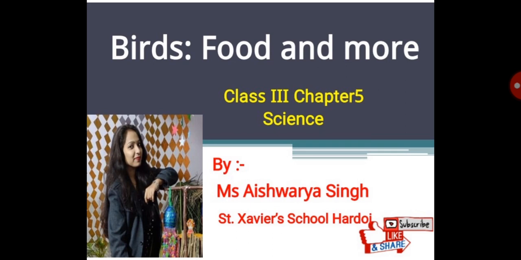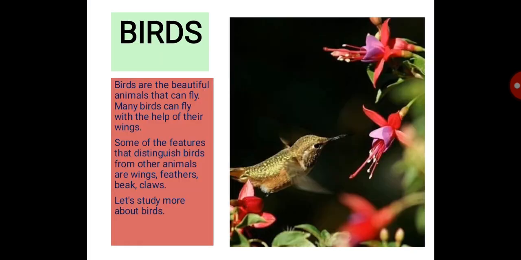Now let's start. Firstly we will study about birds. Children, like us, birds are living creatures. Birds have wings and a body covered with feathers, and it makes them different from other animals. But children, you all know that we look different from each other. Same as birds, they also cannot look the same. They differ in size and color.